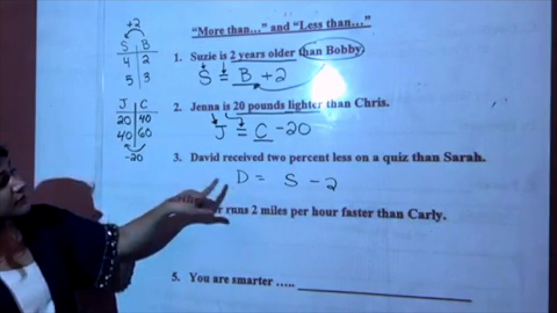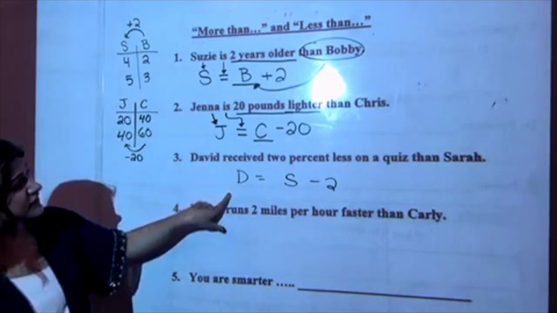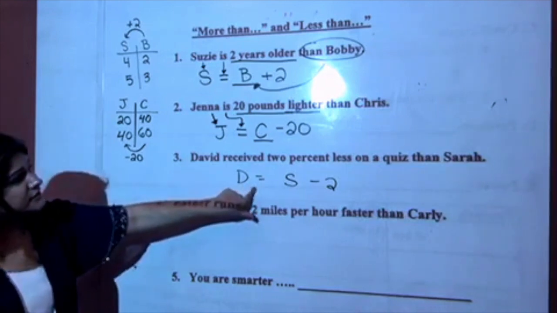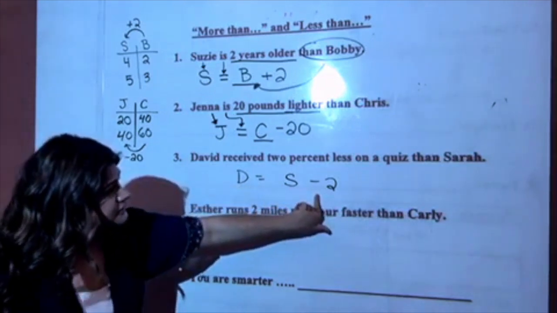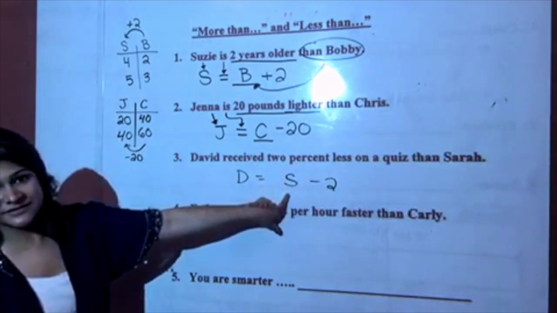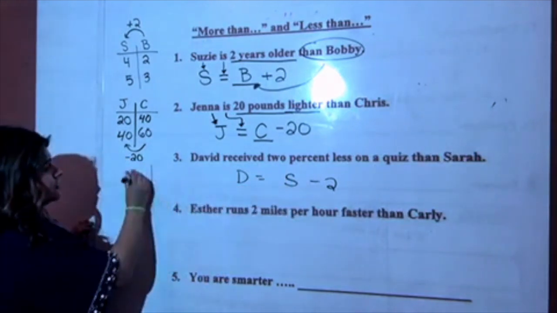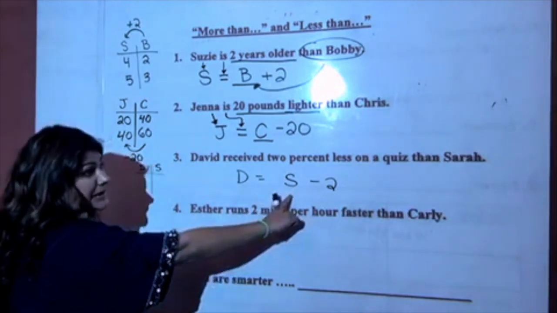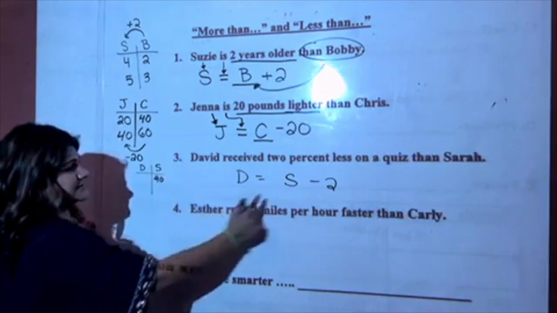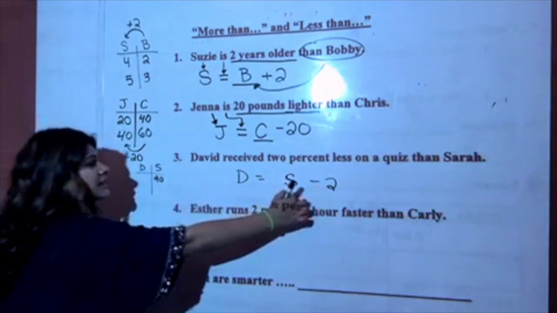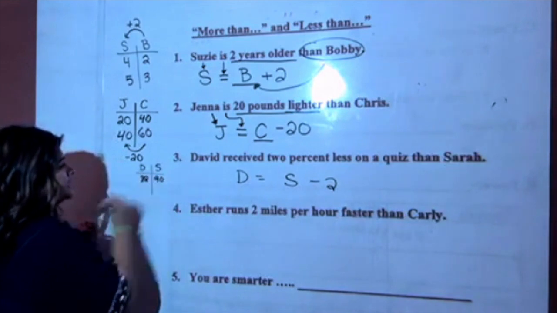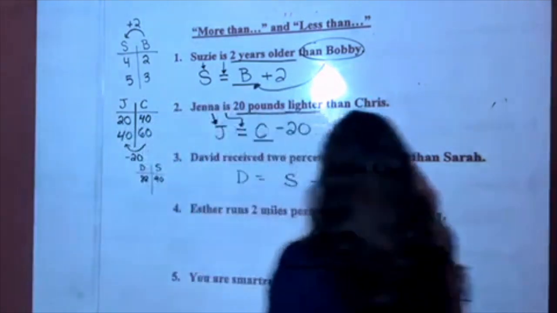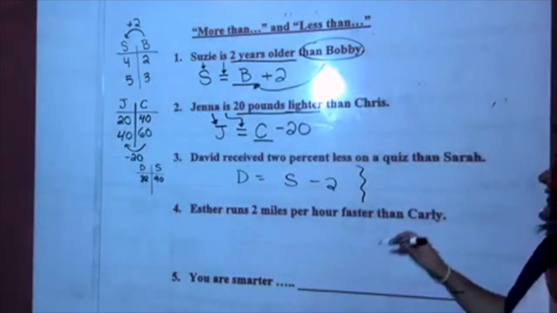Here, we're talking about David. His score, D, represents David's percentage, and it is 2% less than Sarah's percent. Let's go ahead and do a quick check with the table. If Sarah got a 90%, then David got 2% lower, so 90 minus 2, we would get 88. That does make sense.